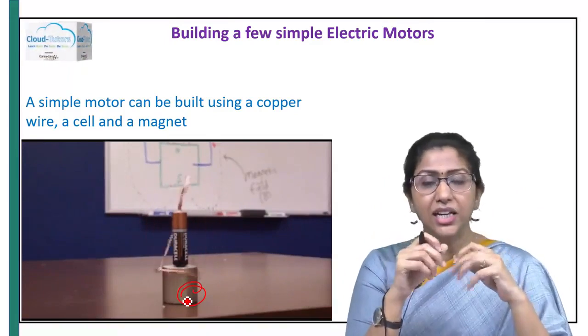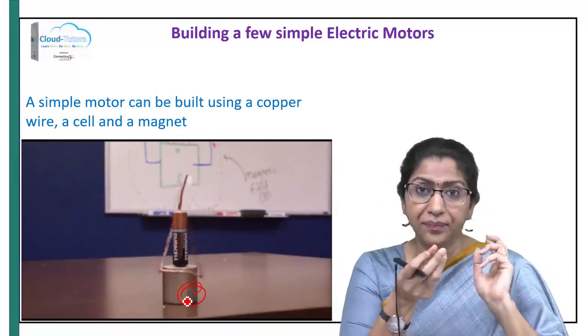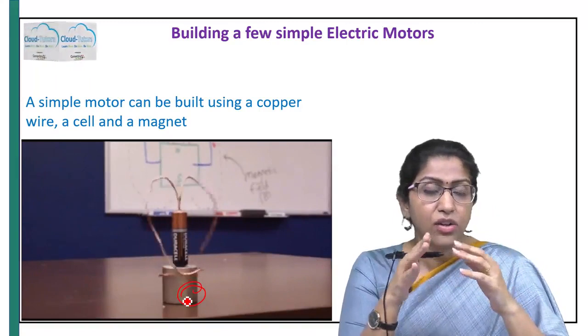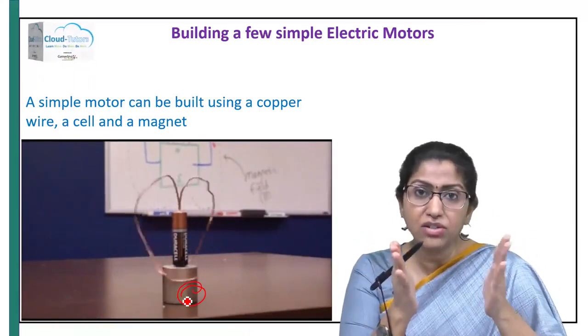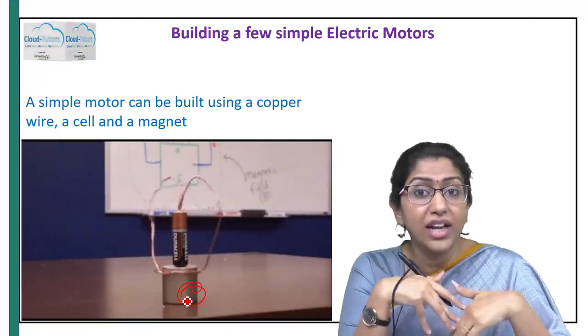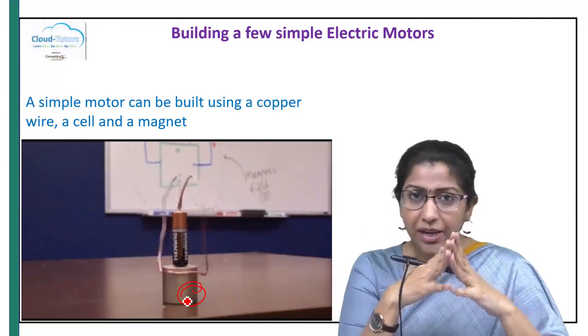But as you can see here, the copper wire is rotating, correct? In the previous video, you saw that the copper rod was just pulled or pushed. There was a force of attraction or force of repulsion. But how is this rotating? And why is this happening?